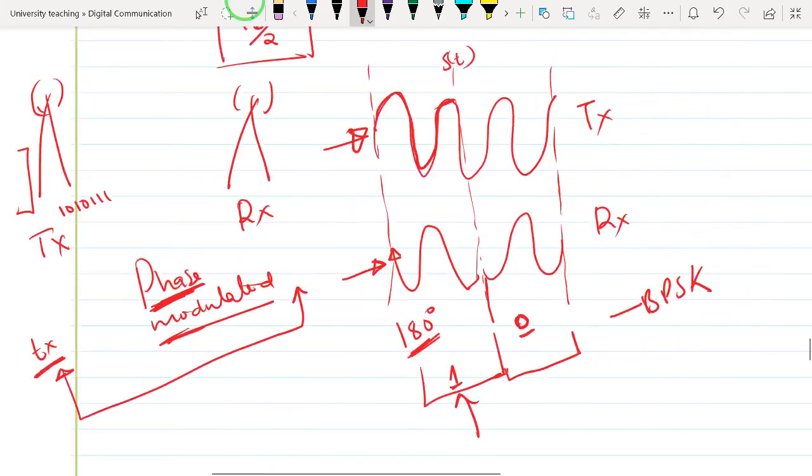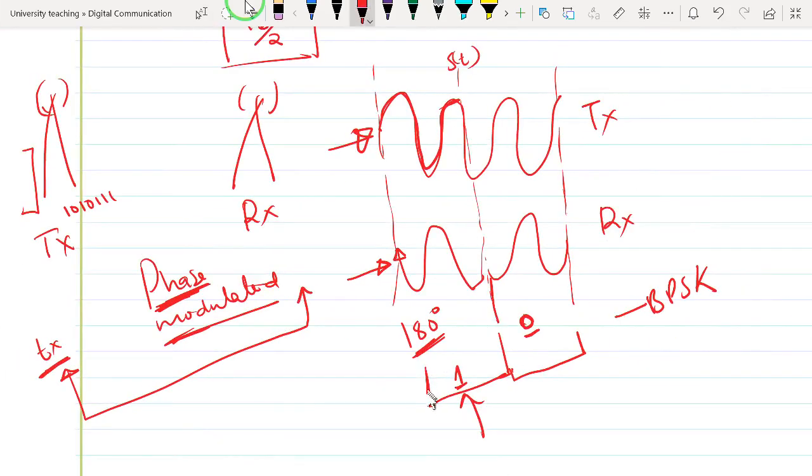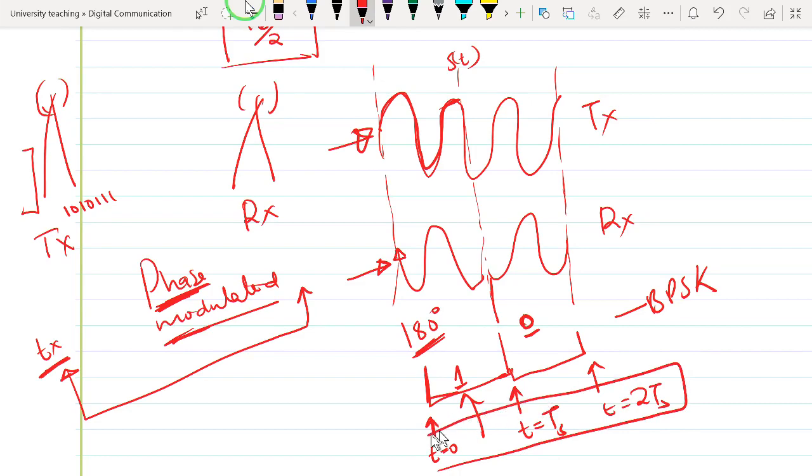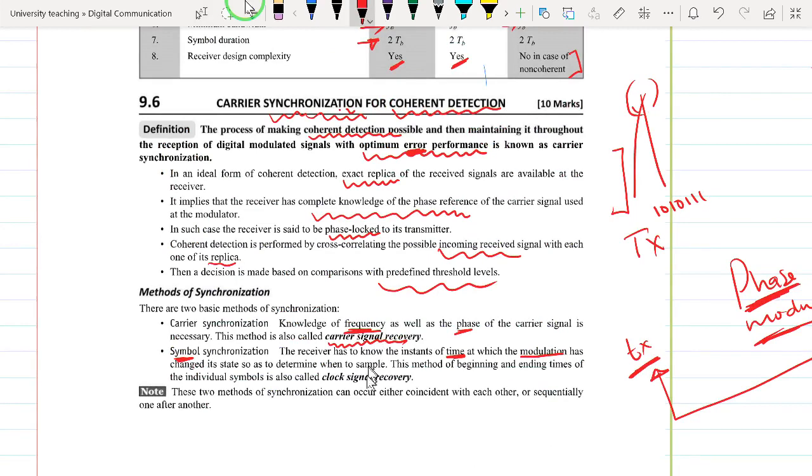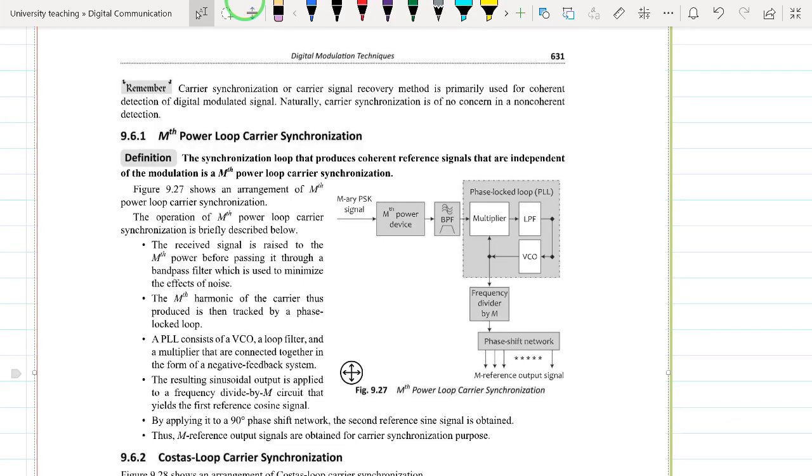For instance, in this example I've given, assume we know that the symbol starts at instant t equals 0. The next symbol instant happens at t equals Ts, and the next change happens at t equals 2Ts. If you are able to estimate the times when the symbol has changed, then that kind of synchronization is referred to as symbol synchronization or clock signal recovery. These two methods can occur either coincident with each other or sequentially one after another, and there are different methods of achieving either of these.